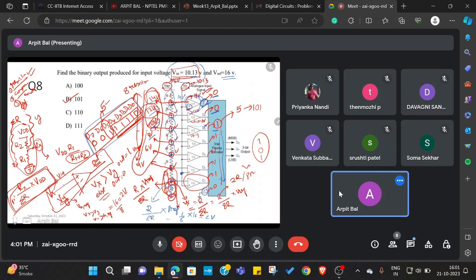Then you see which is the maximum bit that is high. In this case D5 was high, so the equivalent should be 5. The encoder's output should be 5, and 5 in binary is 101.